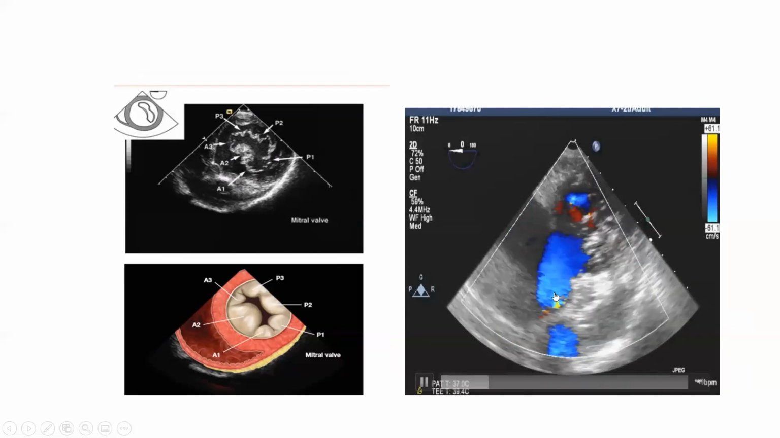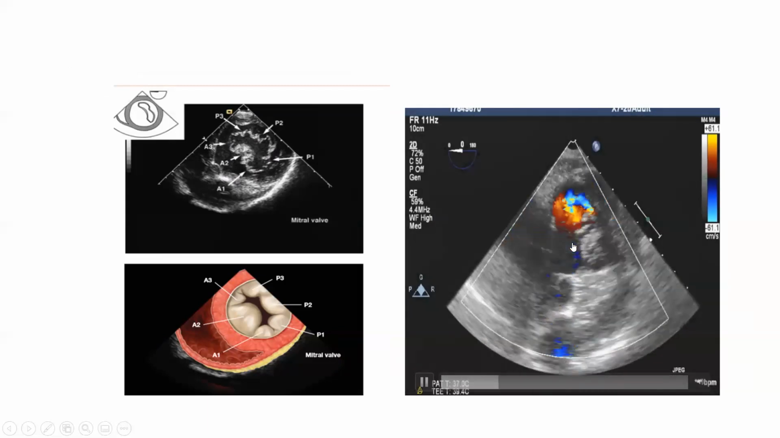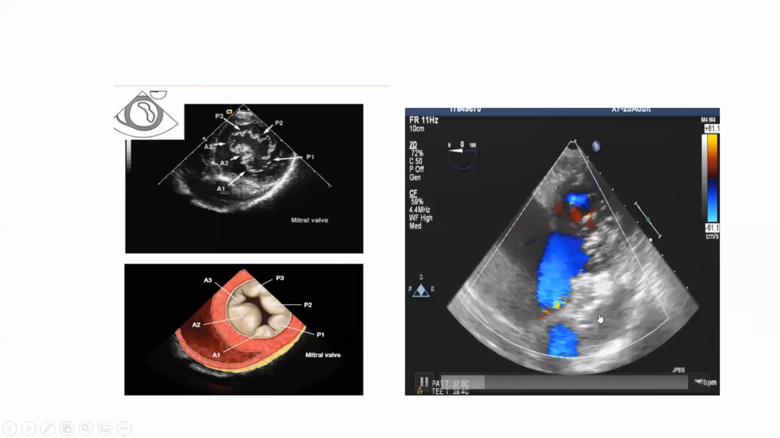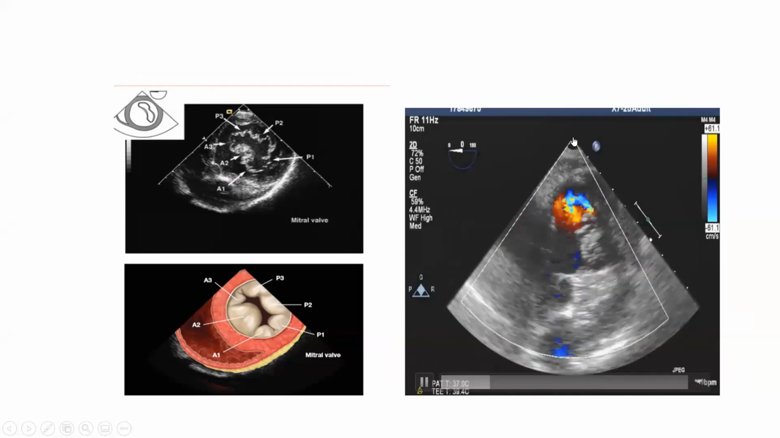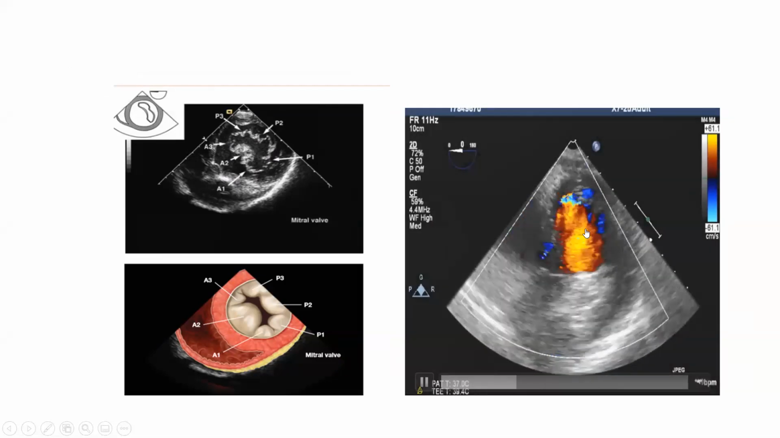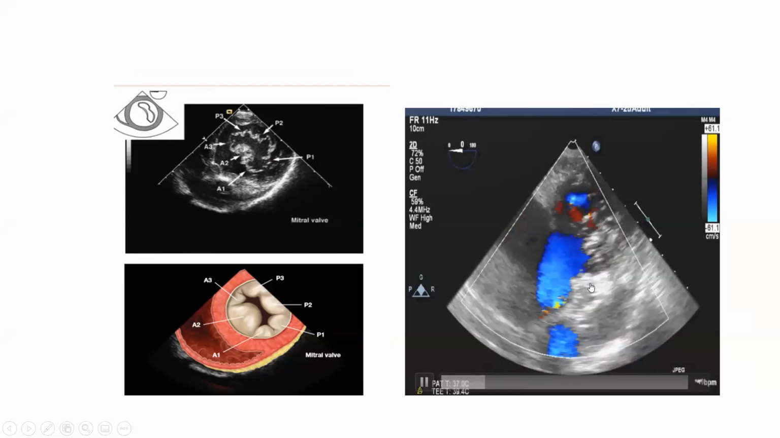Where does the MR jet come from? This is in the OR. They ask you this question: is it coming from the anterolateral commissure or the posteromedial commissure? How do I know? This is the posterior here. This is the RV here. So this is the posteromedial commissure. This is the lateral wall. This is the medial wall. This is the anterior wall.